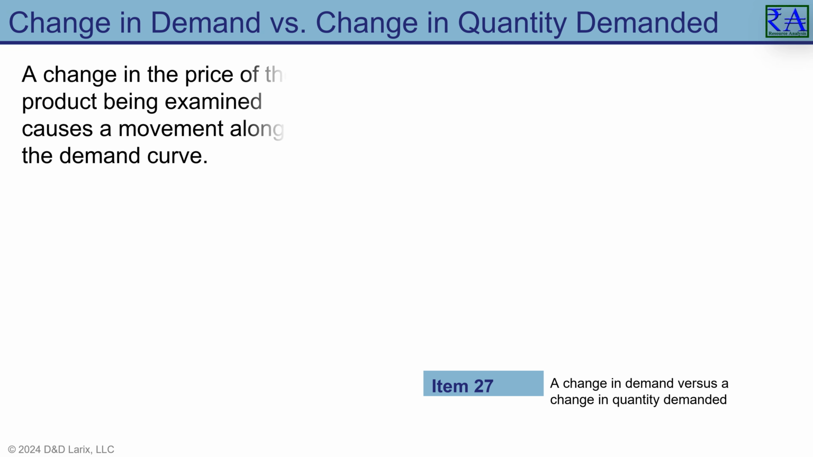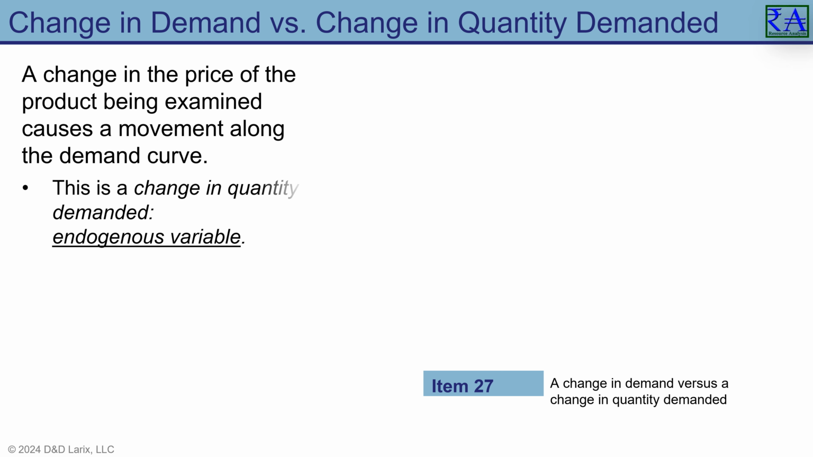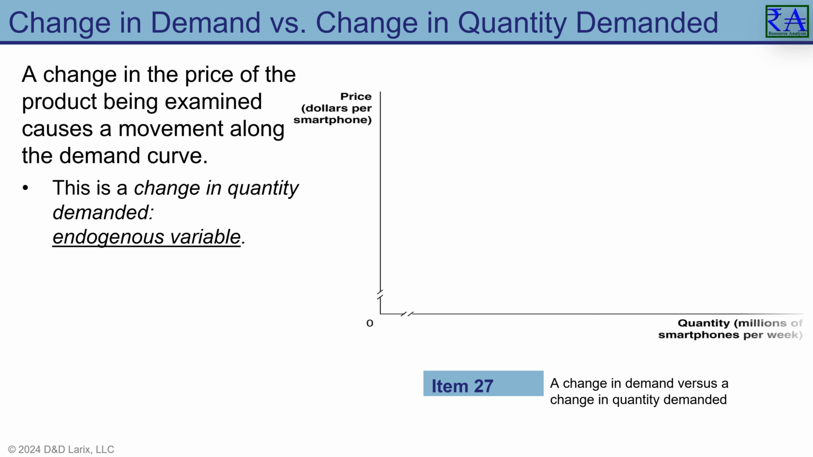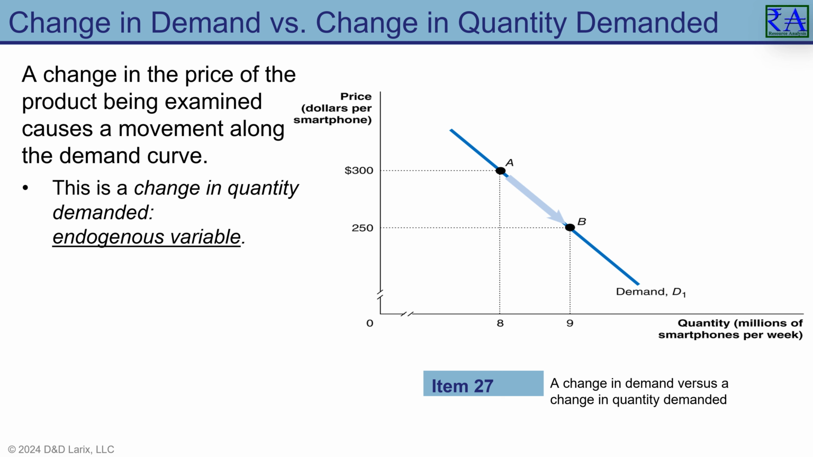Now we take a closer look at movements along the demand curve or a shifting of the curve. A change in quantity demanded refers to a movement along the demand curve as a result of the change in the product's price. When looking at a change to one of the variables on the graph, it is called an endogenous variable change. It moves along the demand curve.